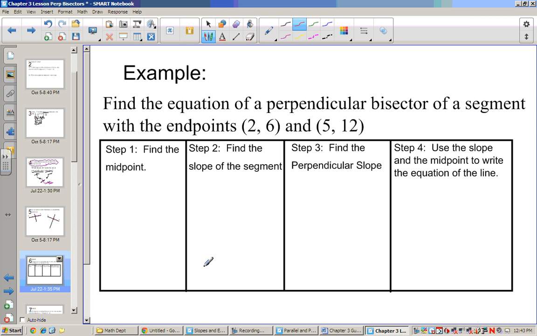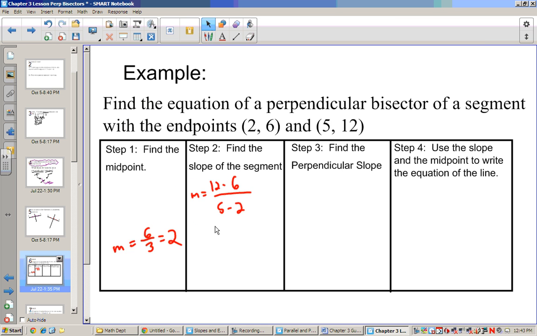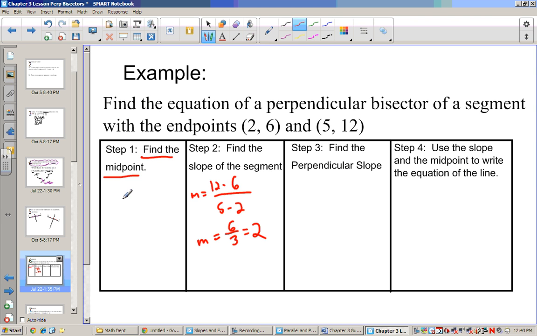Now there's a four-step process that we're going to do to make it a little bit easier. So to find the equation of the perpendicular bisector of a segment with these endpoints, the first thing we need to do is find the midpoint. So to find the midpoint, we take 12 minus 6 all over 5 minus 2. And so that slope is going to be 6 over 3. That's not the slope. That was step 2. Let's go back. Hopefully you're shouting at the screen that I'm being a fool. So what we want to do is find the midpoint.